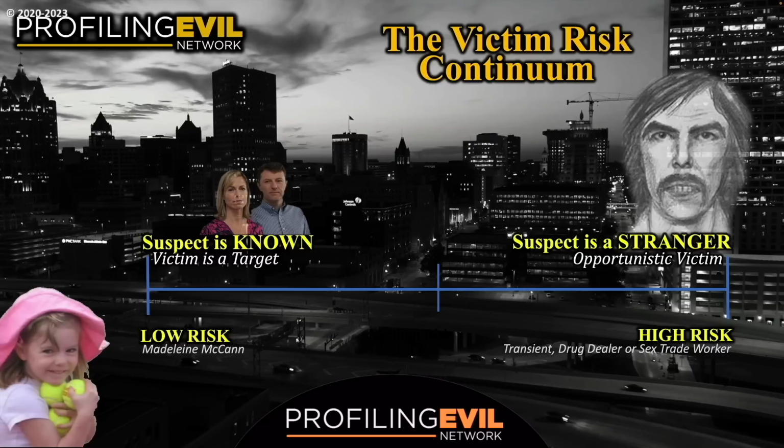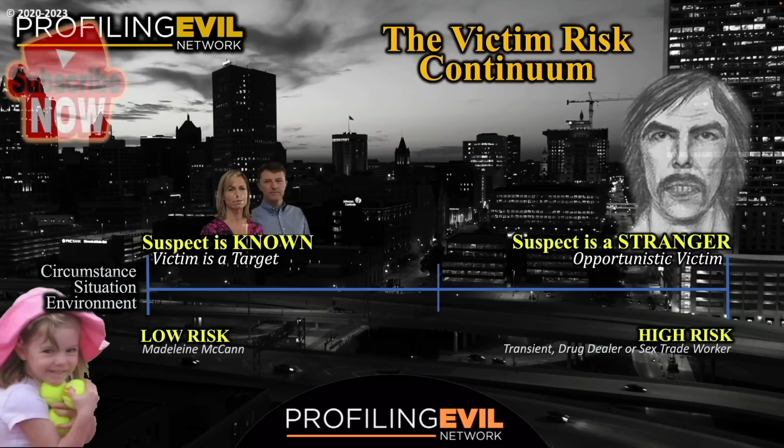Well, there are a couple of things that can influence a victim's position on the risk continuum. Those three things are circumstances, situations, and the environment. And that can propel a low-risk victim like Madeleine McCann into a high-risk situation. And I think that's what happened here. And this is what we know.